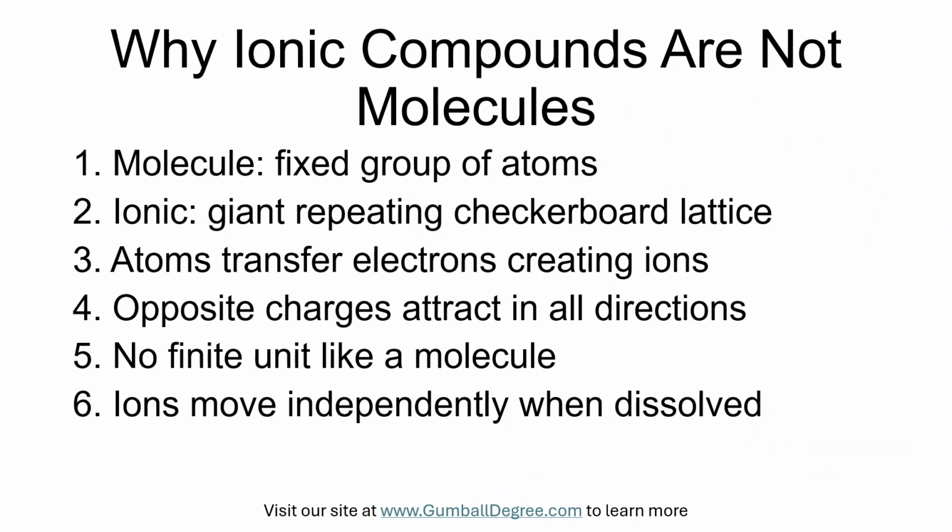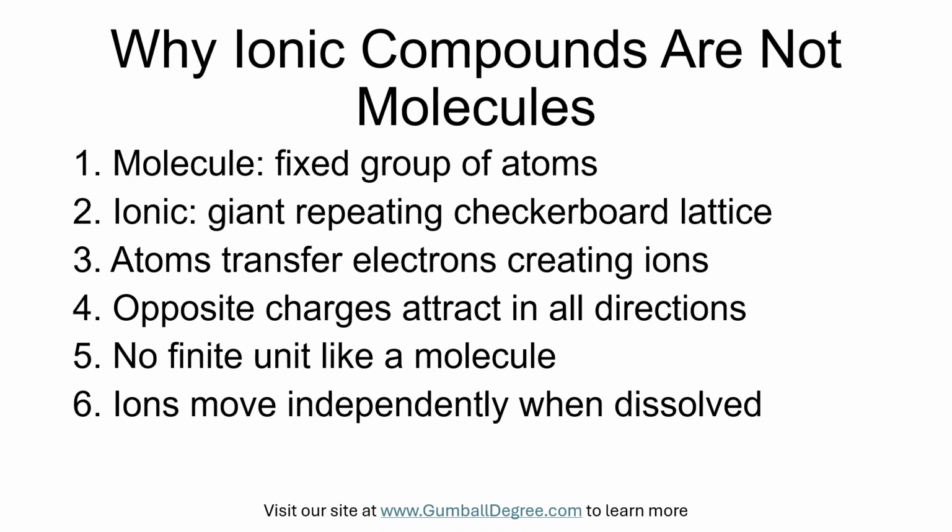Think of a molecule like a small toy made of parts snapped together that always stay together in the same grouping, such as a water molecule with 2 hydrogens and 1 oxygen stuck together. An ionic compound is more like a giant checkerboard where each positive piece is surrounded by many negative pieces, and the pattern repeats over and over without a single small unit you can pick up.